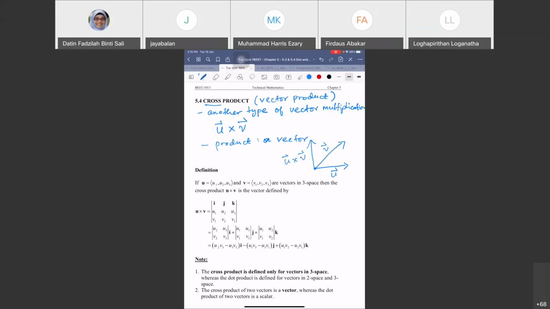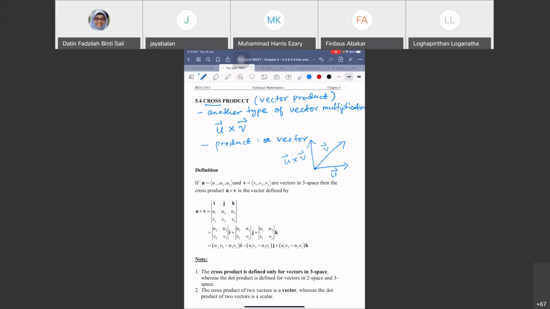Later on I will show you a diagram of this geometric illustration using what they call the right hand rule. You put your hand on vector u, and then you curl your fingers going to vector v, and your thumb points in the direction of the cross product u cross v. I will show you another diagram later on.